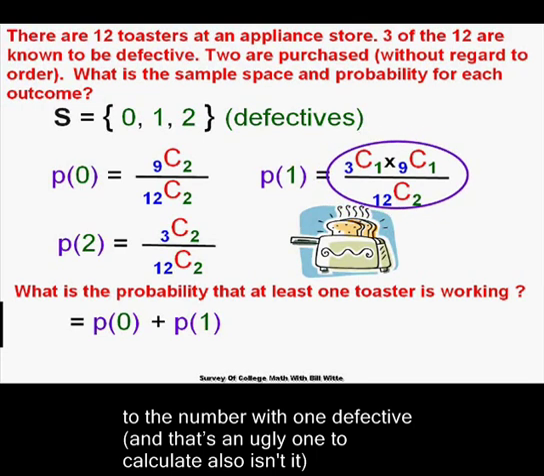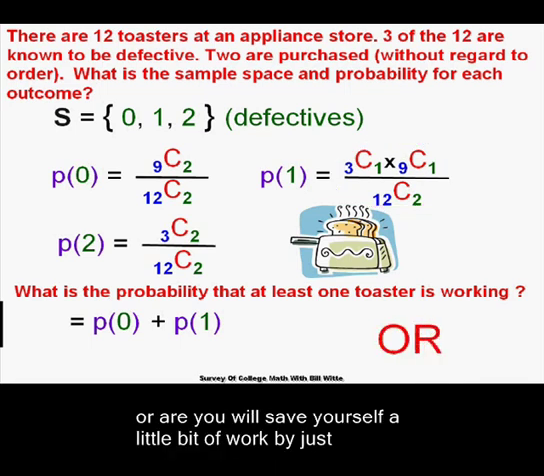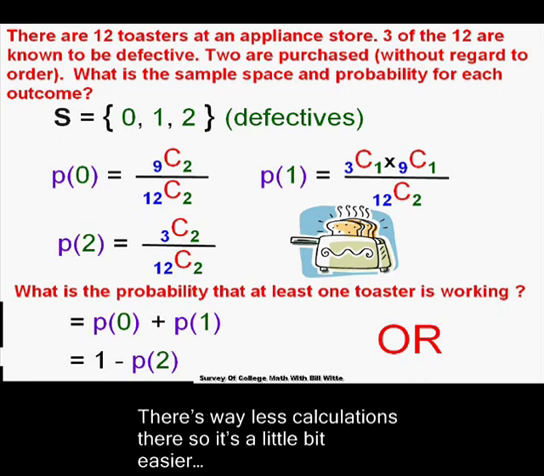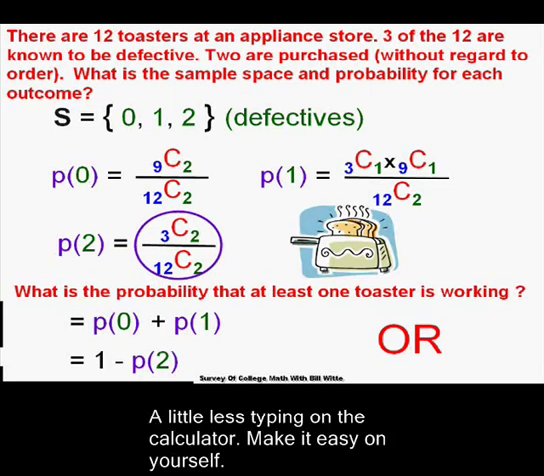Or you might save yourself a little bit of work by just subtracting from 1 the probability of having 2 defective. That way you'd have at least 1 working. And you have to do way less calculation. It's a little bit easier. A little bit less typing on the calculator. Okay, make it easy on yourself.